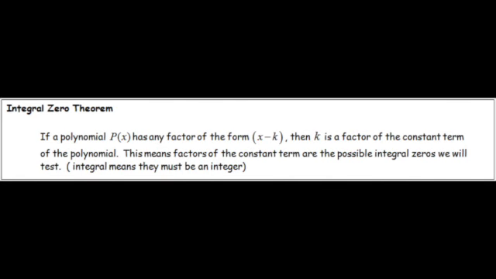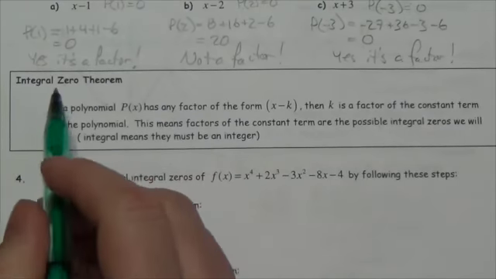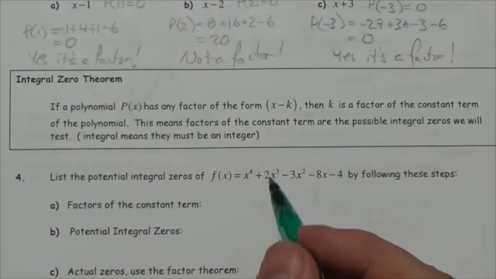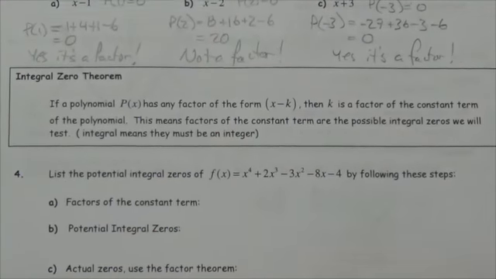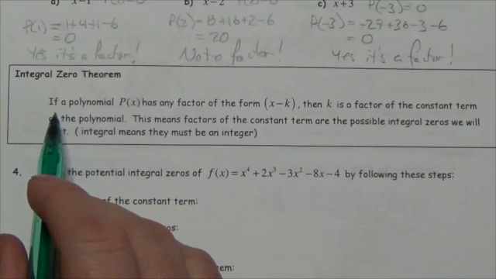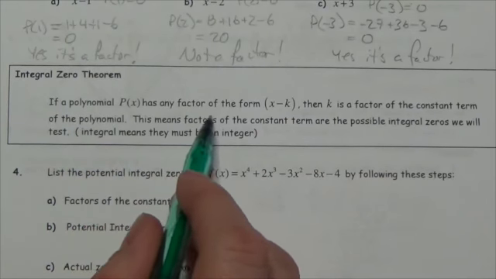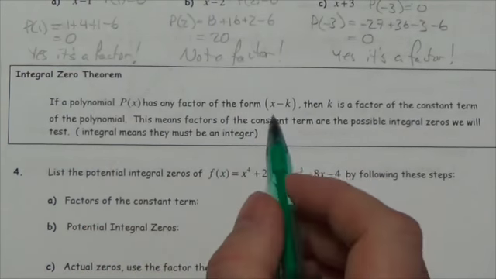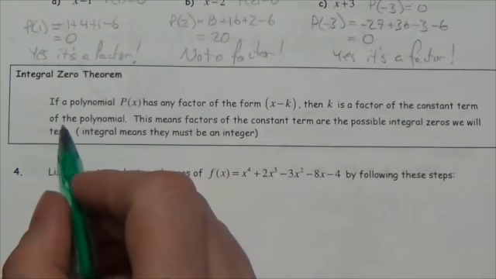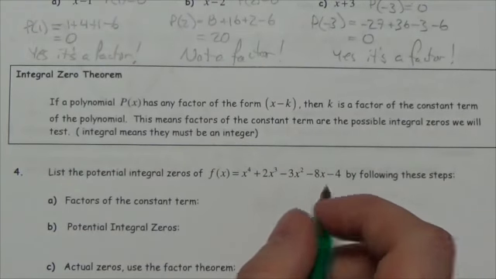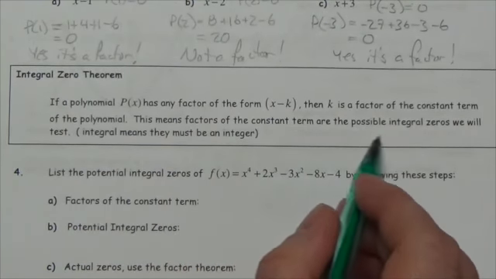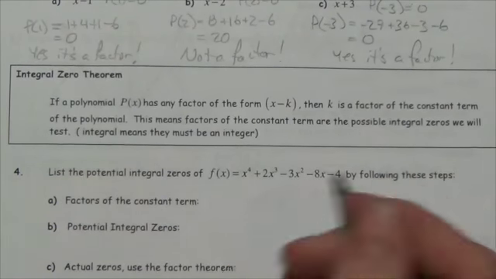Perfect. At this point, we're going to take some time to introduce the integral zero theorem. Now we're going to look at this thing called the integral zero theorem. That sounds a lot more intimidating than it actually is. Basically, it says this. If a polynomial p of x has any factor of the form x minus k, then k is a factor of the constant term of the polynomial. Okay, so this means that the factors of the constant term are possible integral zeros that we will test.